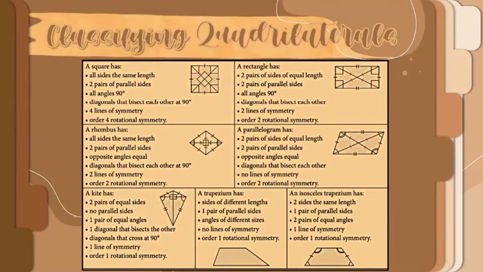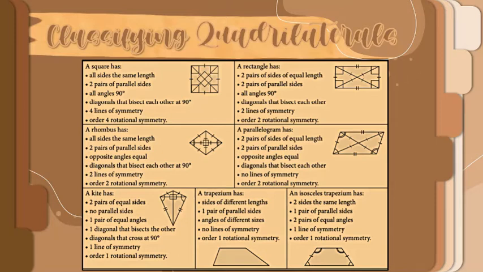Classifying quadrilaterals. A square has all sides of the same length, 2 pairs of parallel lines, all angles 90 degrees, diagonals that bisect each other at 90 degrees, 4 lines of symmetry, order 4 rotational symmetry. A rectangle has 2 pairs of sides of equal length, 2 pairs of parallel lines, all angles 90 degrees, diagonals that bisect each other, 2 lines of symmetry, order 2 rotational symmetry.